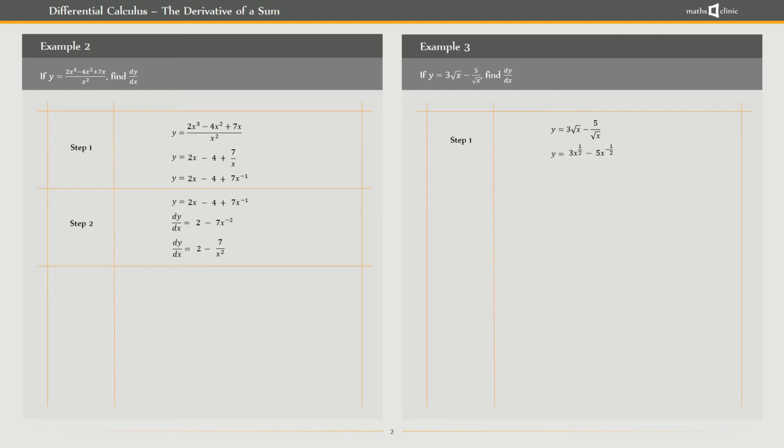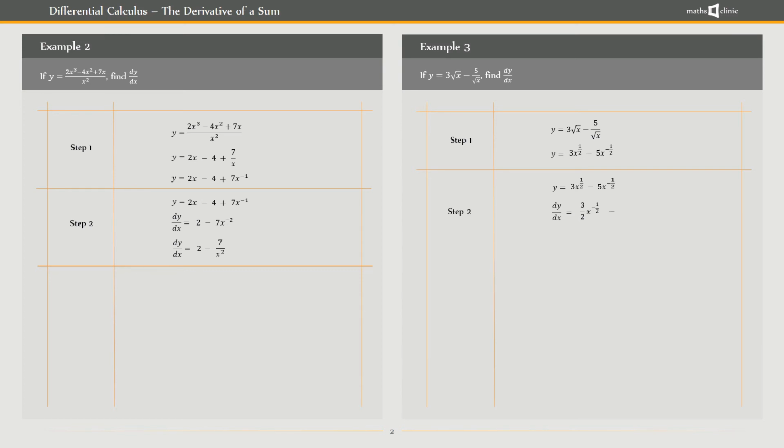We have 5 over root x, 5 divided by root x. What that gives us is 5x to the power of minus 1 over 2. The next thing we want to do here, we have y equals 3x to the power of 1 over 2 minus 5x to the power of minus 1 over 2. To find dy/dx, we differentiate 3x to the power of 1 over 2. We would have 3 over 2 x to the power of minus 1 over 2. Basically we have 1 over 2 multiplying 3, giving us 3 over 2 x to the power of 1 over 2 minus 1, that's minus 1 over 2.